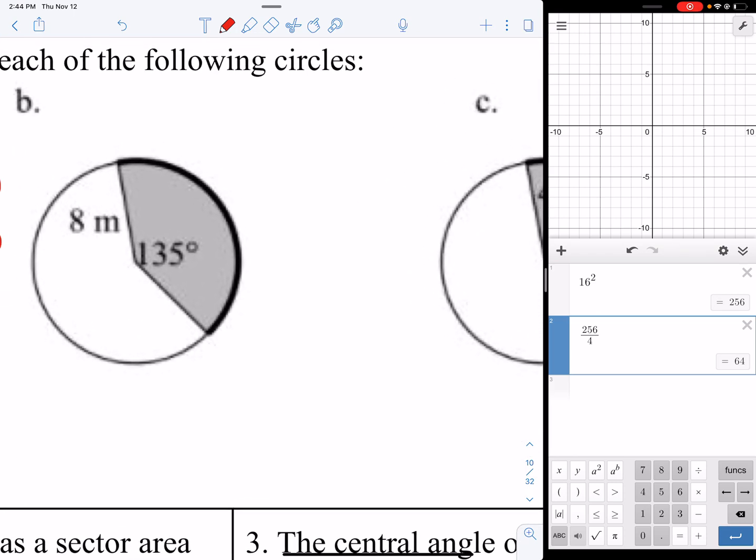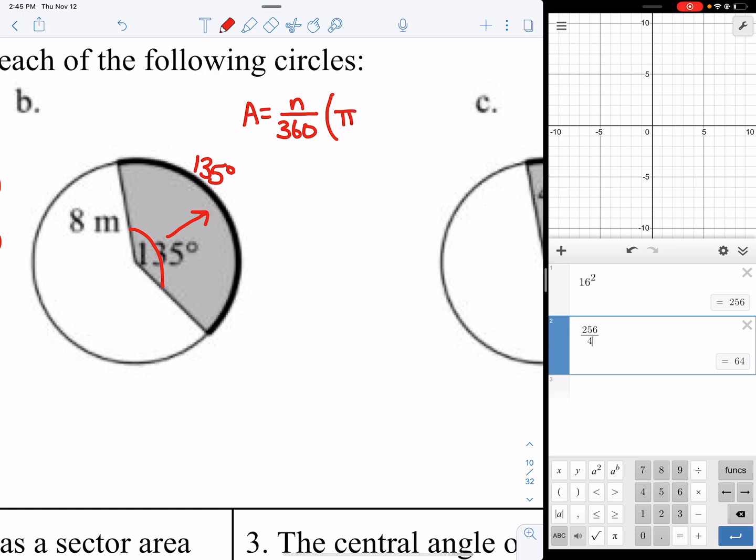The units, I should say. All right, so B, we're still finding area of a sector. So we want the measure of the arc over 360. That gives us what fraction of the circle we're looking for. So the 135 is the central angle, which means it's also the measure of the arc.